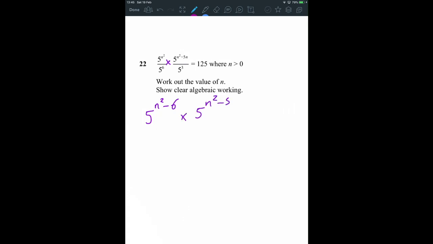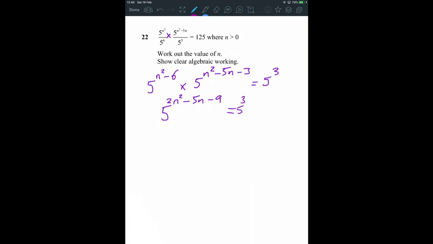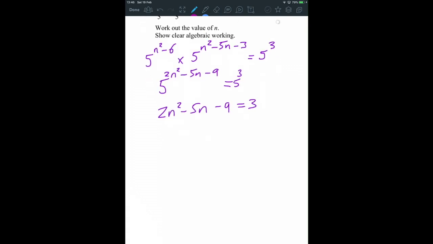And similarly for that one. I'm also going to rewrite the 125. 125 is 5 cubed. Multiplying now, we add the powers. So we've now got 2n squared minus 5n, and then a minus 9 from the other two parts, equals 5 to the power of 3. These are both 5 to the powers, so we can equate the powers and lose the 5s completely.